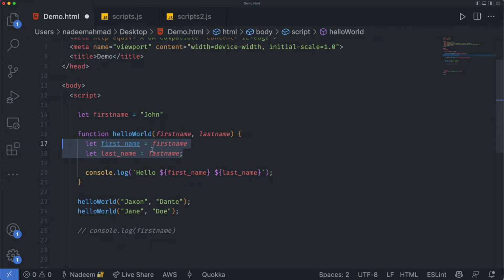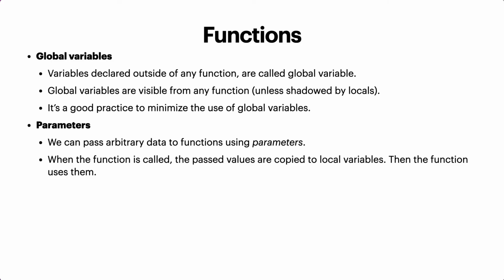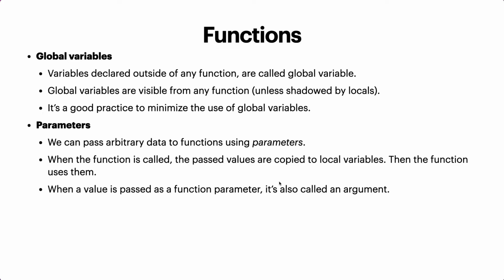But if not, you can just get rid of this and print out the message. But for now, we'll just keep it. When a value is passed as a function parameter, it is also called an argument. So what we just talked about, two terminologies over here: parameters and arguments.